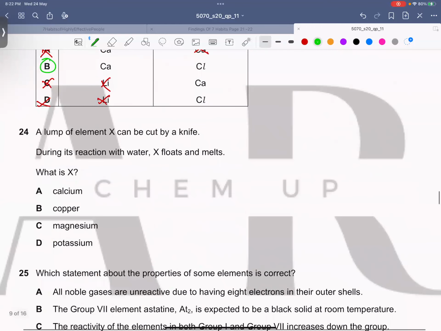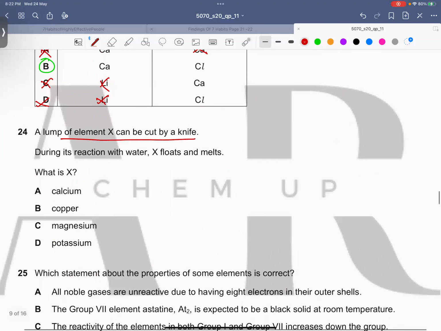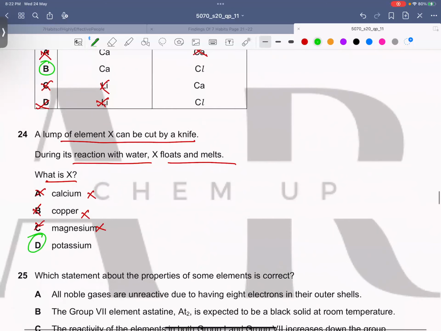24. A lump of element X can be cut by a knife. Which element is it? Yeah, it means it's from group 1. During its reaction with water, X floats and melts. What is X? So calcium, copper, magnesium all go wrong because copper is a transition metal, and magnesium and calcium are from group 2. So we are left with only one. If you look, you find potassium in group 1 only. So that's why D is the correct answer. Remember, this property is of group 1 only. Okay.